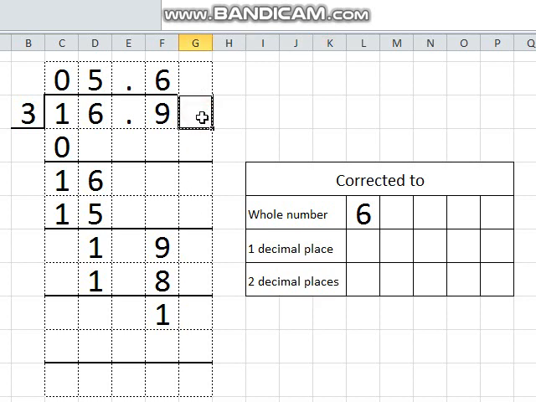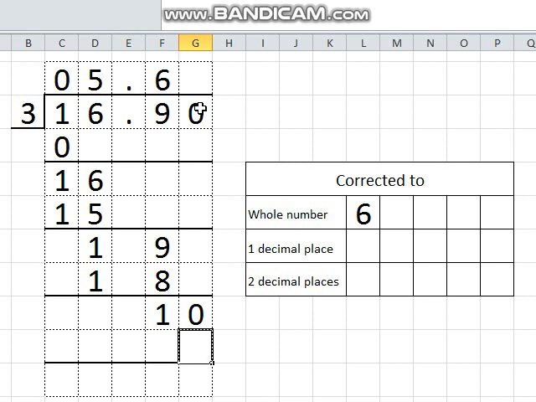There is no other digit here now. But how do we continue if there's no other digit? Since 16.9 is the same as 16.90, there's an invisible zero here. The zero will help you to continue with the division, so that you will get the result of the next place value.